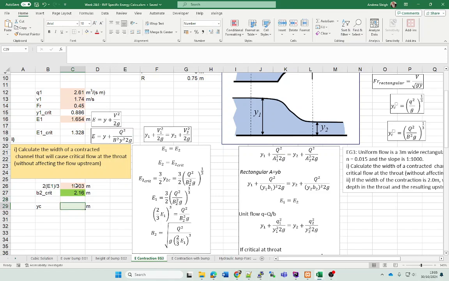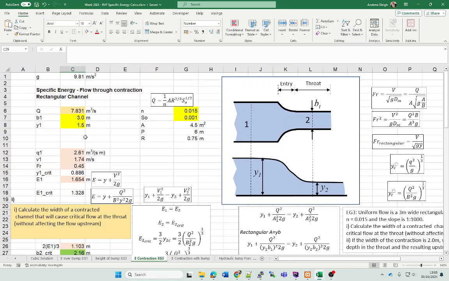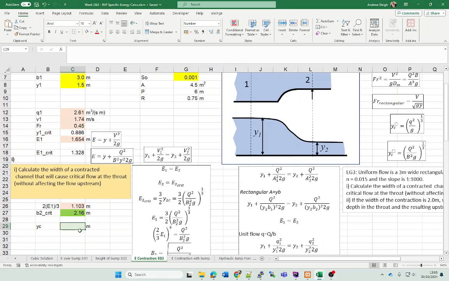Okay, it's got narrower, that's what we'd expected. It's got narrower, it was at 3 meters, yeah, so looks sensible.